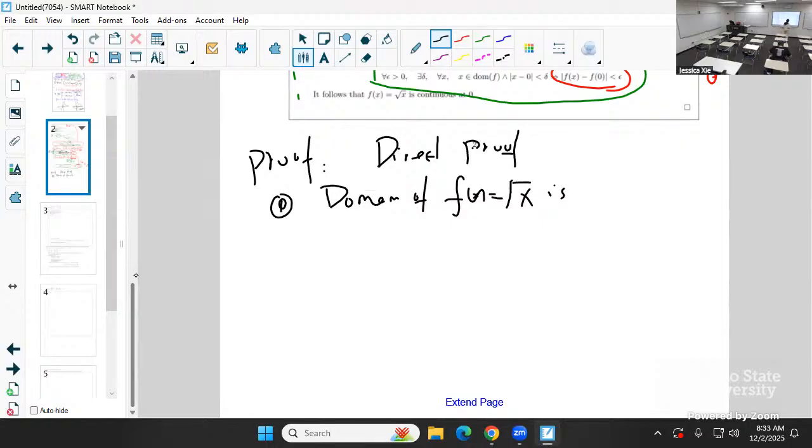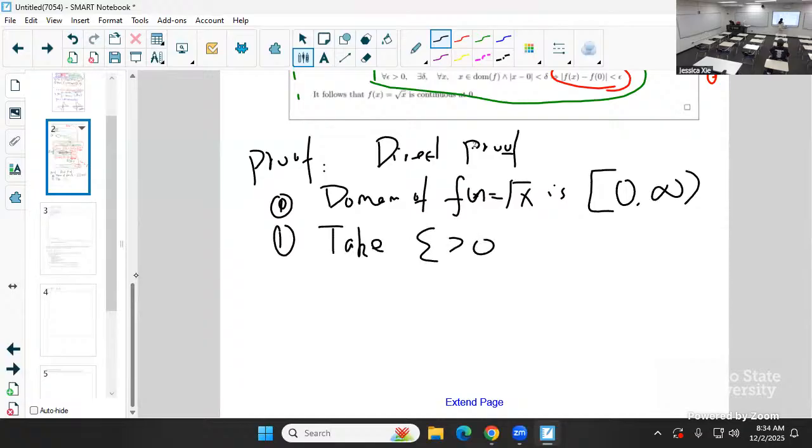What's the domain for this function? 0 to infinity, including 0, right? That's no problem. Then step 1, take epsilon as an arbitrary positive real number, because that's a for-all type statement. Step 2, let's choose delta to be epsilon squared. Because epsilon is positive, epsilon squared is positive, so delta is also positive, okay?